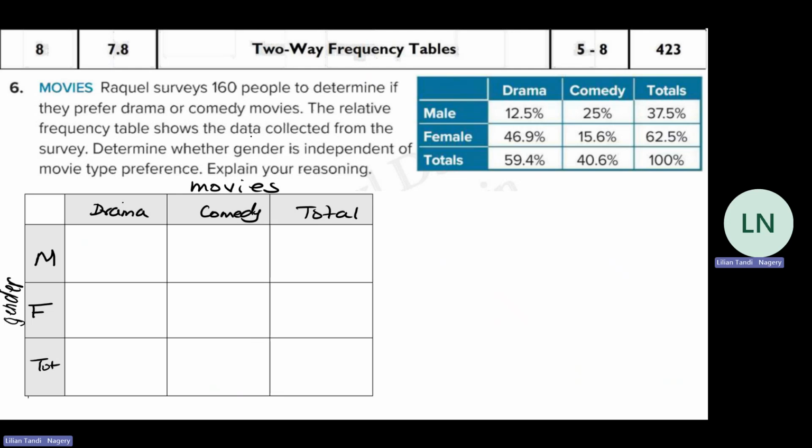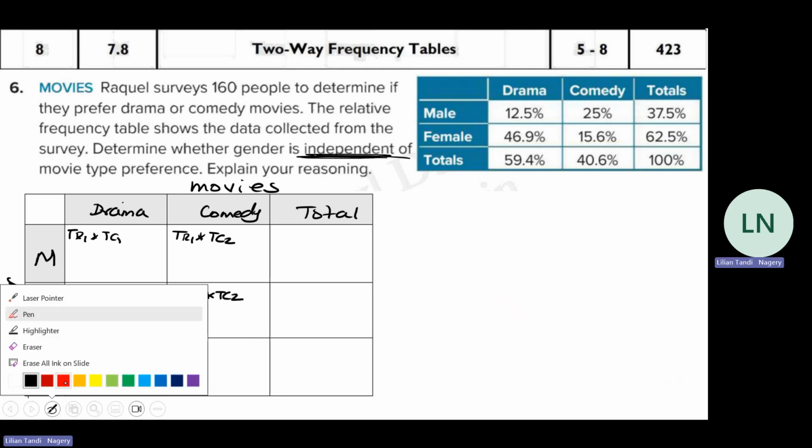The relative frequency table shows the data collected from the survey. Determine whether the gender is independent. How will you find independent? You're going to do the total of row 1, multiply with the total of column 1. Here you're going to do the total of row 1, multiply with the total of column 2. Here you're going to do total of row 2, multiply with total of column 1. Total of row 2, multiply with total of column 2.